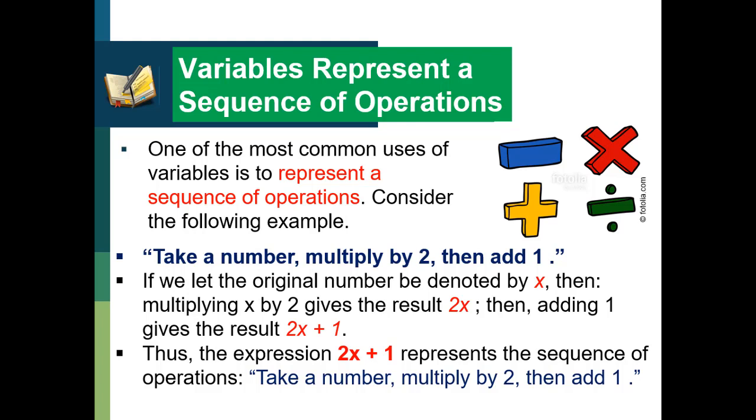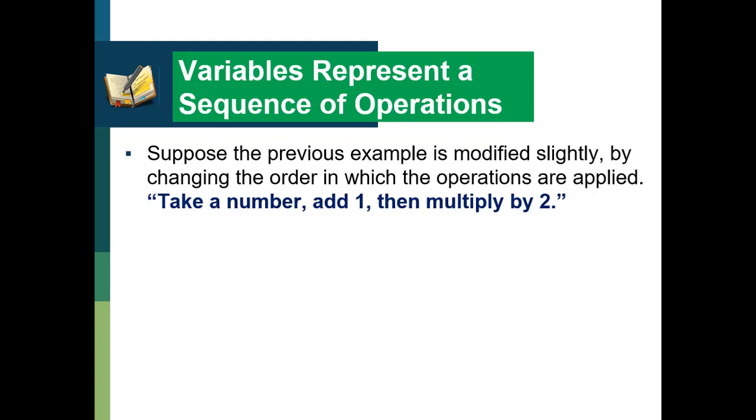Can you think of a situation on how you can represent the sequence of operations without the use of variables? It's very hard, right? That's why the use of variables in representing operations in mathematics is very important. Did you get it? Alright, what if we modify the expression by changing the order of the operations? Take a number, add 1, then multiply by 2. Will the expression also change?